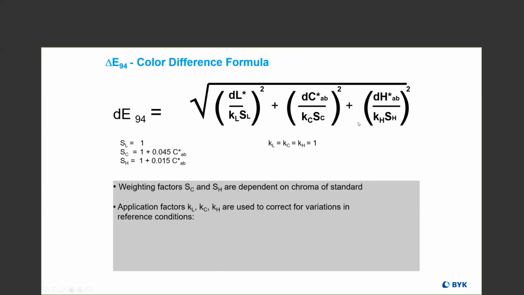So this is what the DeltaE 94 equation looks like. Again, we have those SL, SC, and SH weighting factors, which are determined by the position of the standard in color space. And then we also have the KL, KC, and KH factors, which again are determined by the user. So if you want to adjust the equation for your own needs, you can do that as well.